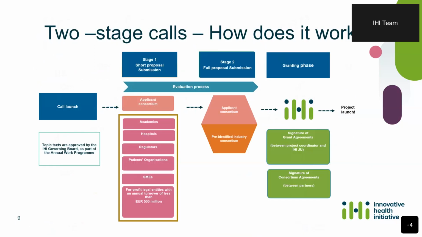At stage 2, the consortium with the top-ranked proposal at stage 1 and the original industry consortium that prepared the call text will merge. And they will then work on a longer, more detailed proposal, which will itself undergo an evaluation. If this proposal is successful at the evaluation, it will then move on to the granting phase, where the grant agreement and the consortium agreement are prepared, followed by the start of the project.